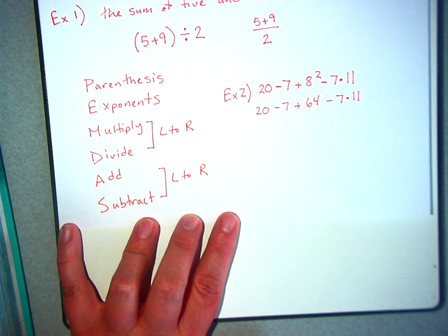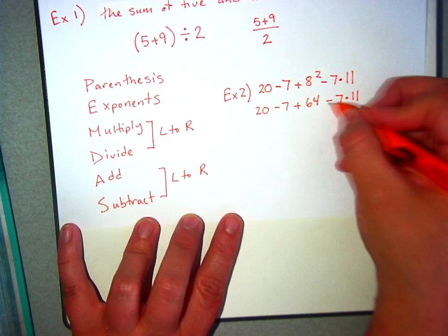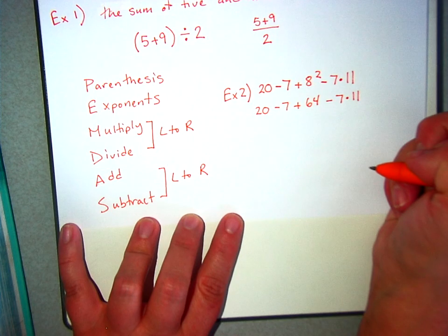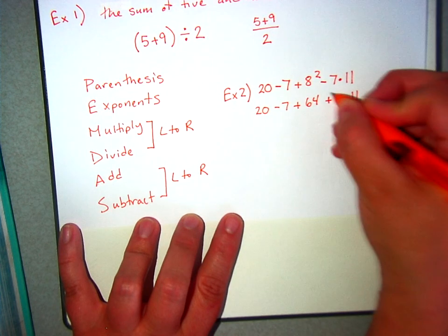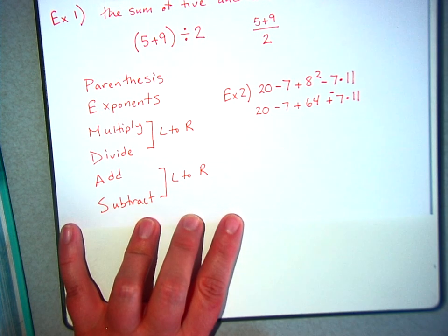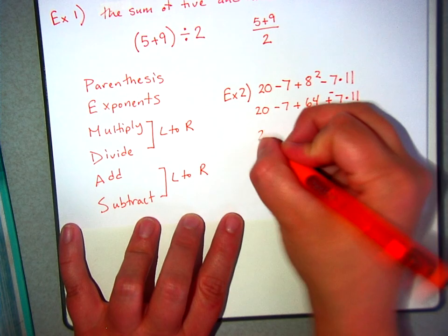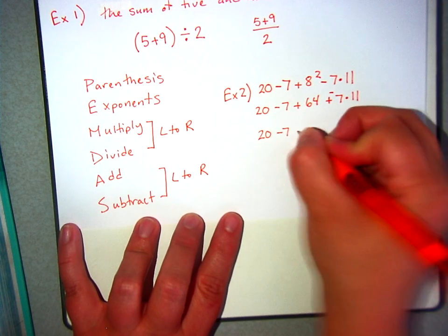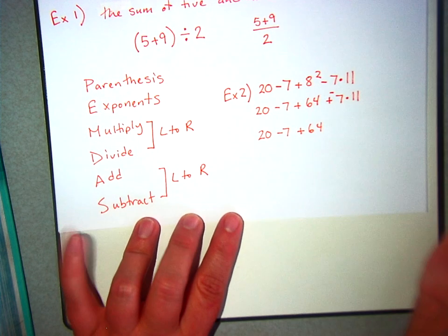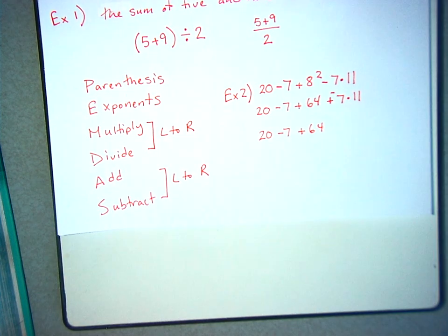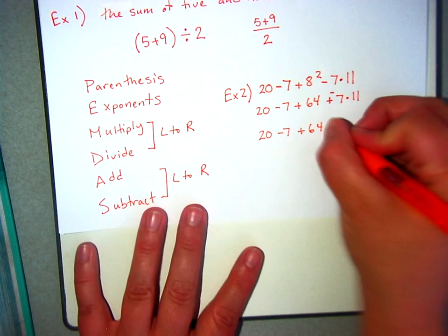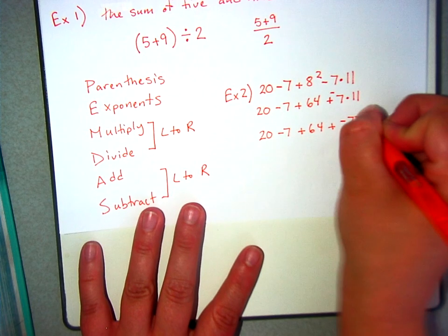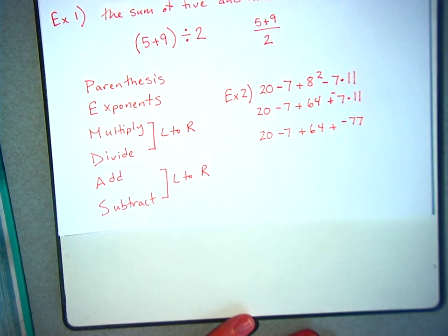Caden, can you write this one down? Next, we have to do multiplying, right? I strongly suggest, do you guys know that minus is the same thing as a negative? So everybody change that minus to plus a negative. All right, so this is 20 minus 7 plus 64. And then what's negative 7 times 11? Negative 77. That was us doing the multiply and divide.